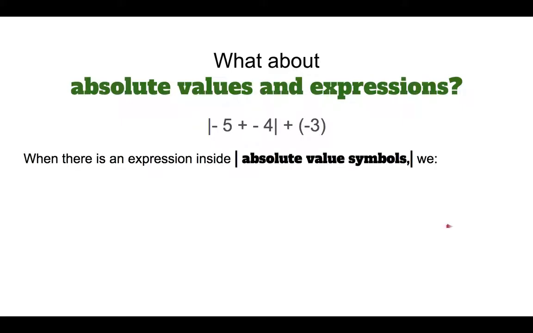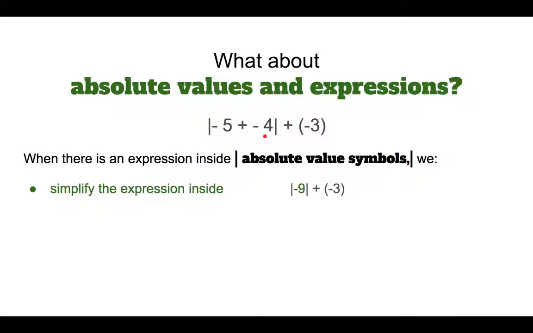When there is an expression inside absolute value symbols, we first simplify the expression inside. So here we have the absolute value of negative 5 plus negative 4. And that absolute value ends right here. So that just means we want the absolute value of this expression. And then we're going to add a negative 3 to that. Now notice there's no absolute value right here. So we simplify this first.